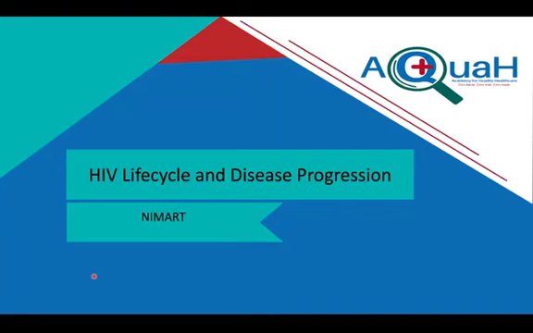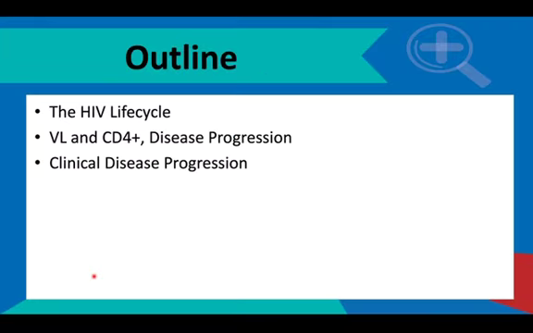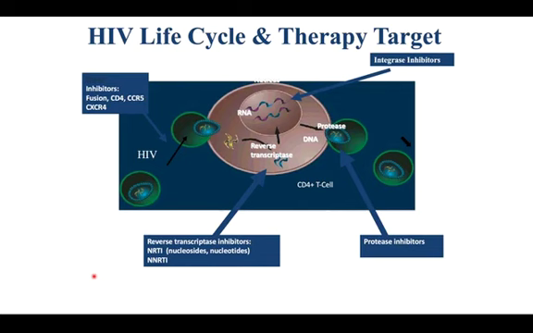Welcome back to the third module of the NIMAR program. We are now going to look at the HIV life cycle and disease progression. This is the outline. We'll look at the HIV life cycle, then look at how HIV progresses by observing the relationship between the CD4 count and the viral load. Then later on, we will look at clinical disease progression.